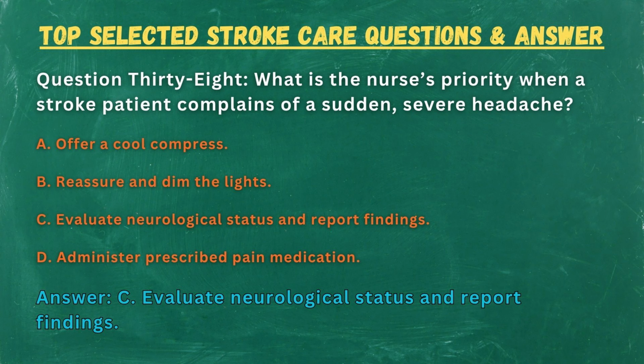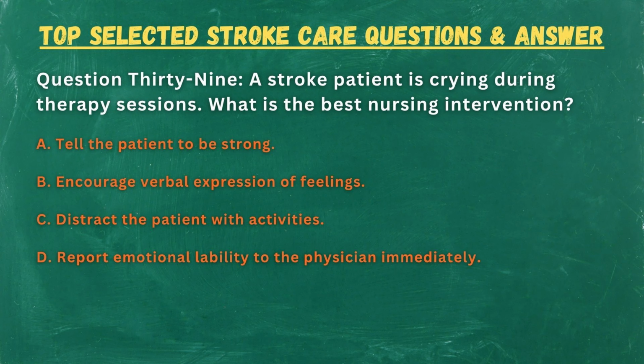Answer: C. Evaluate neurological status and report findings. Question 39. A stroke patient is crying during therapy sessions. What is the best nursing intervention? A. Tell the patient to be strong. B. Encourage verbal expression of feelings. C. Distract the patient with activities. D. Report emotional lability to the physician immediately.